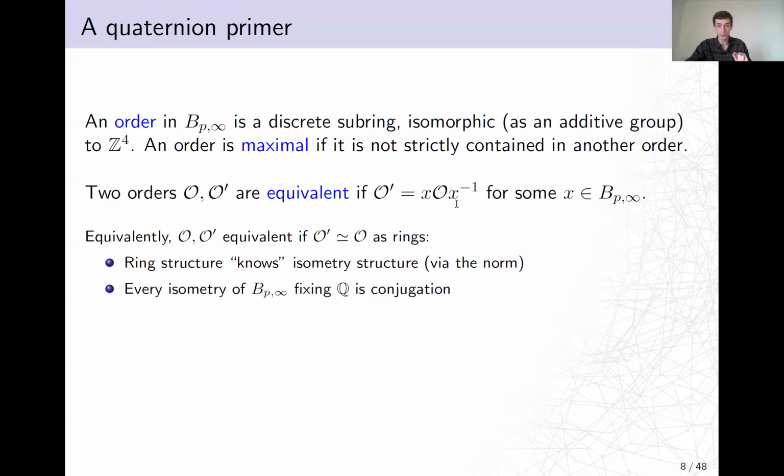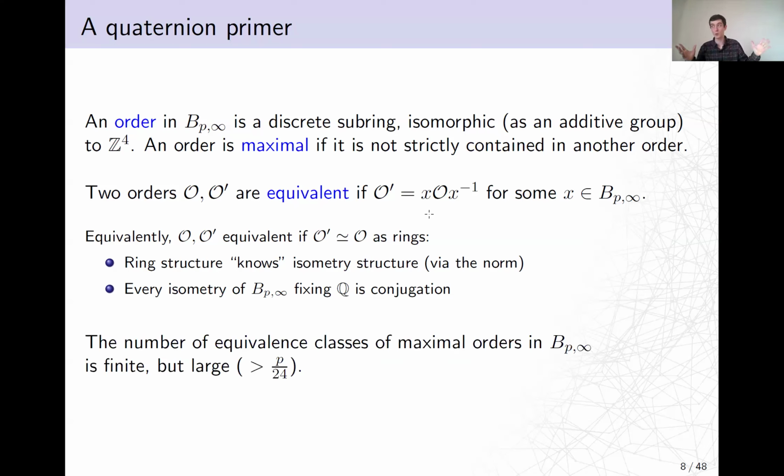The inverse direction takes a little bit more work. Basically, the idea is that if you know that these two orders are isomorphic as rings, you can use the norm, which is defined in terms of the multiplication, to recover the norm structure, the length structure, the isometry structure on these lattices. And there's a classification that says that any isometry of B_{p,∞} that fixes the rational numbers is given by conjugation by some element. So using this, you can go from isomorphism to equivalence. Now, there are infinitely many maximal orders, but only finitely many equivalence classes. It is finite, but for very large values of p, the number is quite large. It grows linearly with p.